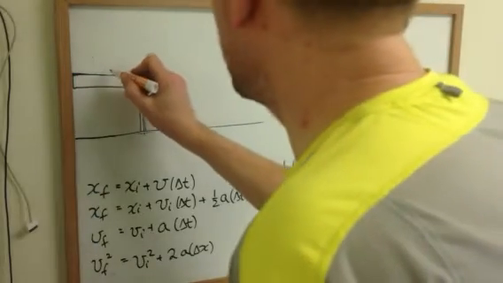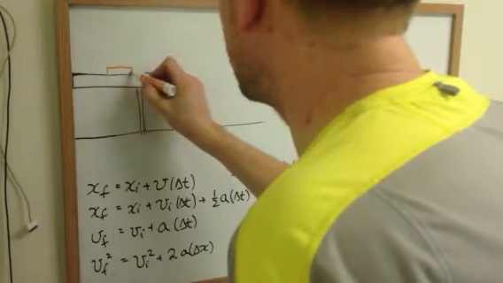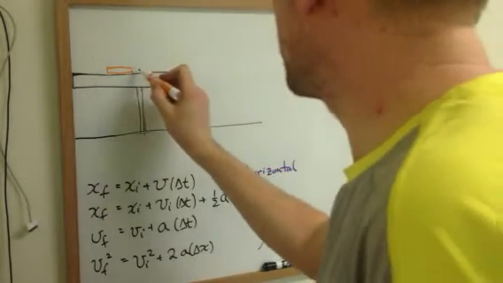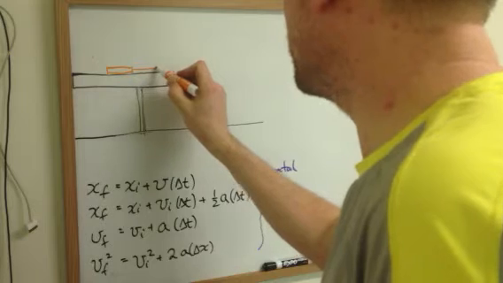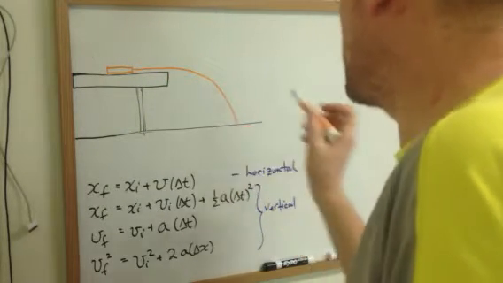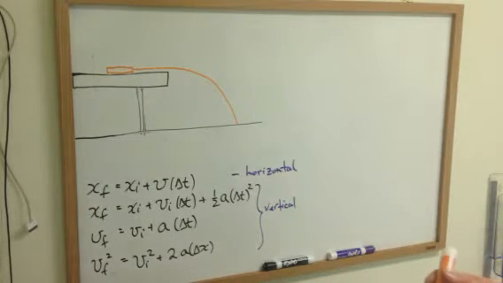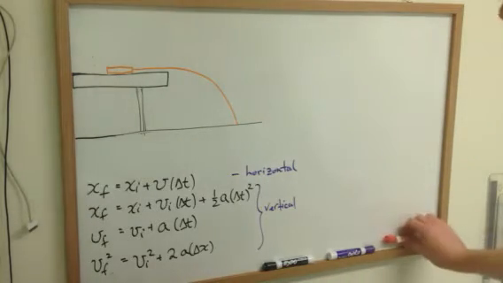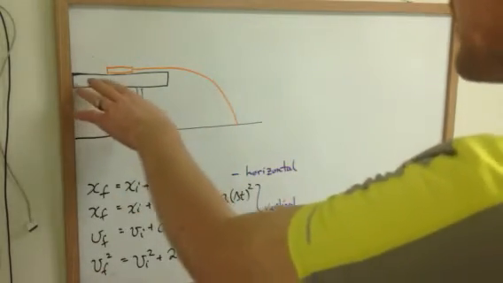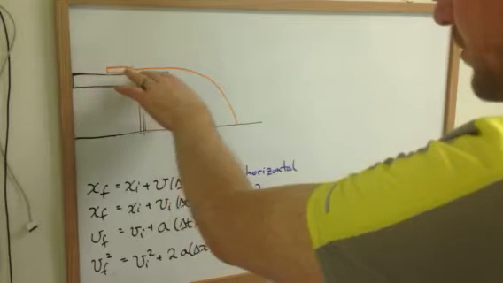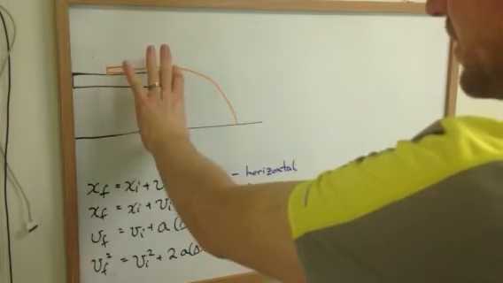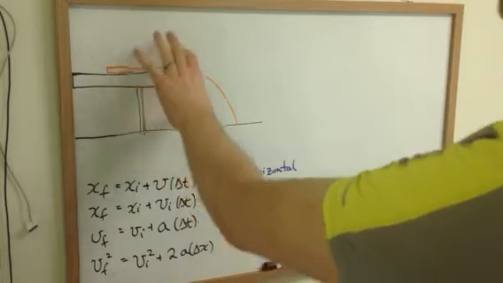Here, a physics book is on a tabletop, and somebody smacks it, slides along the table, off into space. This is exactly the same situation, almost exactly the same situation as Thelma and Louise. There's a horizontal portion of motion, and then there's a vertical portion.